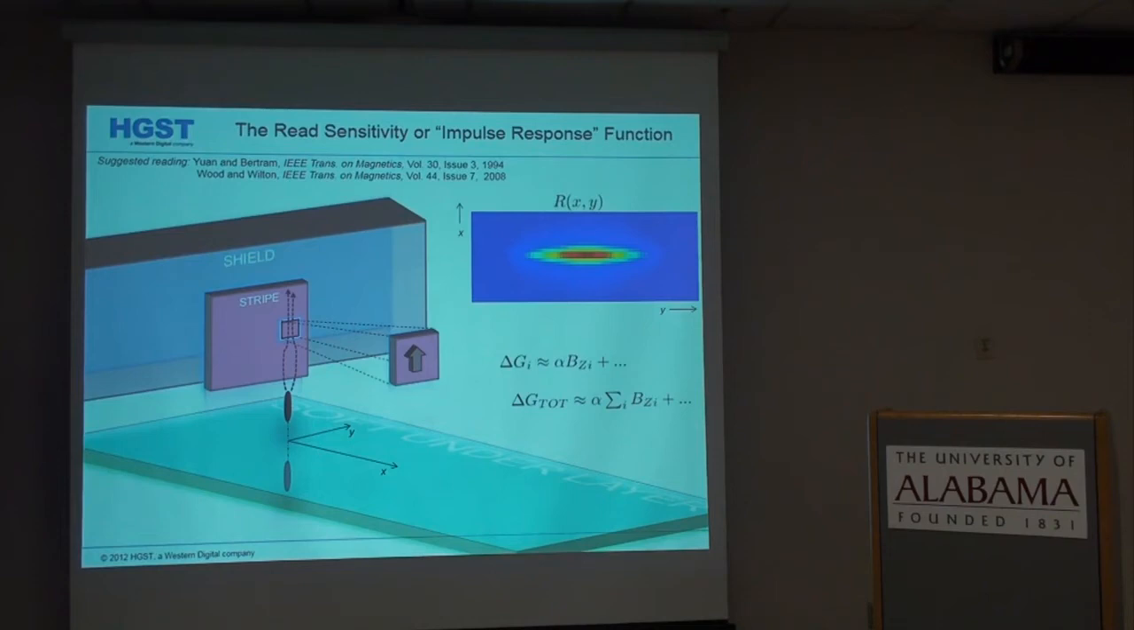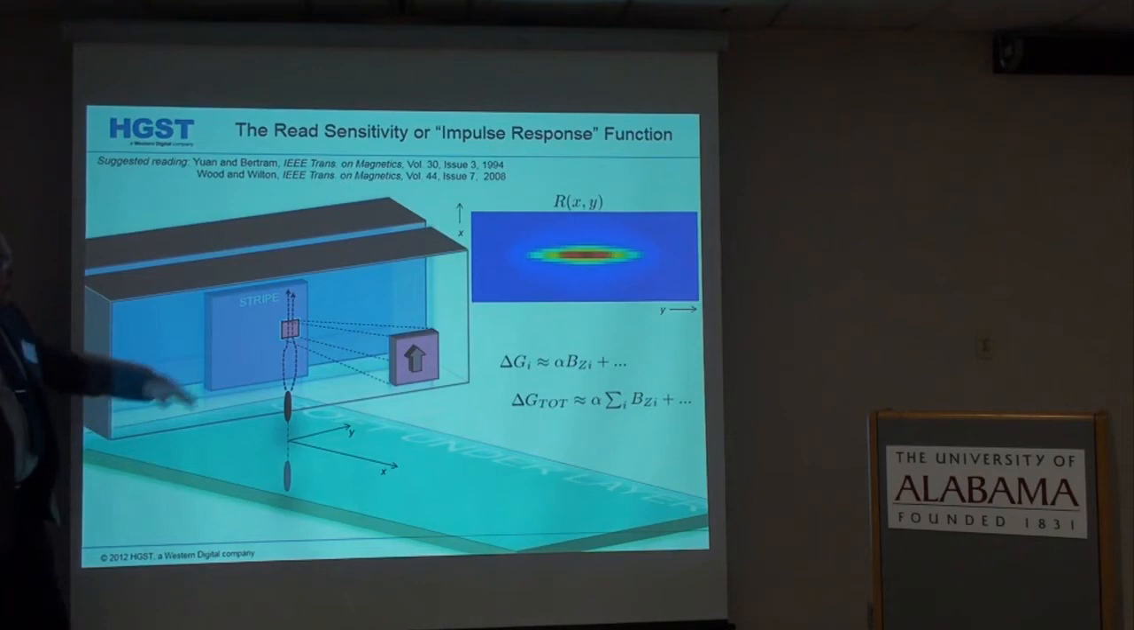And the way we sense this is we put a plate on one side and the other side and put a constant voltage across it, and then look at the current that changes. And that's how we sense it. But what we're interested in today is to look at how do we characterize that read sensitivity function. It will look something like that.